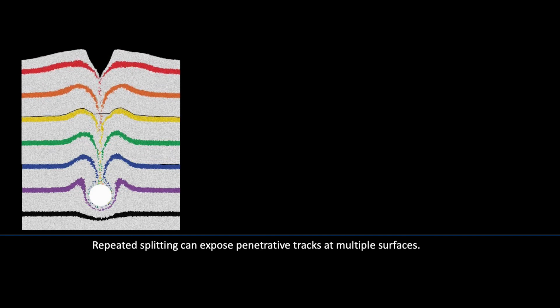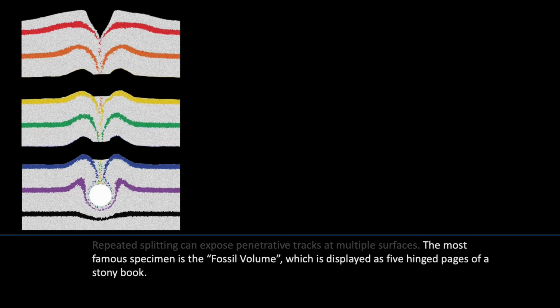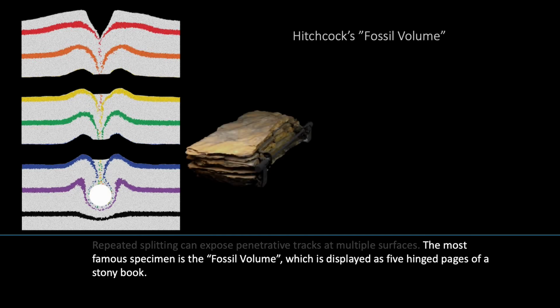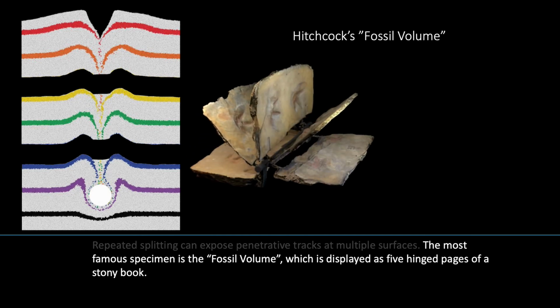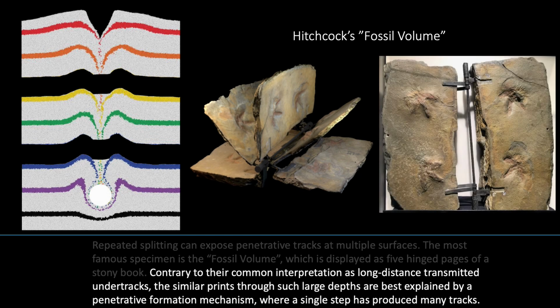Repeated splitting can expose penetrative tracks at multiple surfaces. The most famous specimen is the fossil volume, which is displayed as 5 hinged pages of a stony book. Contrary to their common interpretation as long-distance transmitted undertracks, the similar prints through such large depths are best explained by a penetrative formation mechanism, where a single step has produced many tracks.